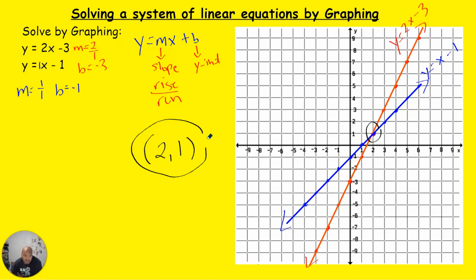Now, sometimes you may mess up and plot the wrong y-intercept, or you might mix up your slopes and do a negative slope rather than a positive slope. So what you should always do, really quickly, is just check your answer.